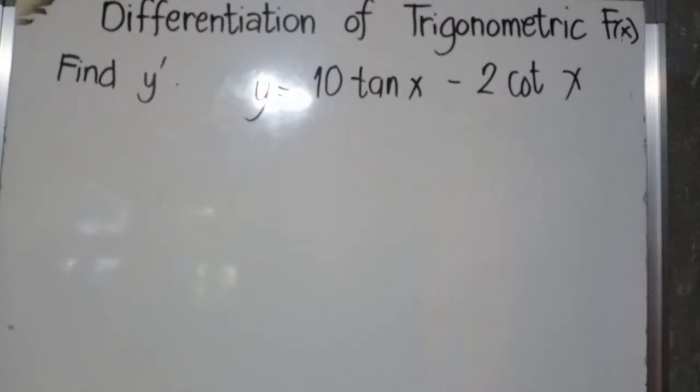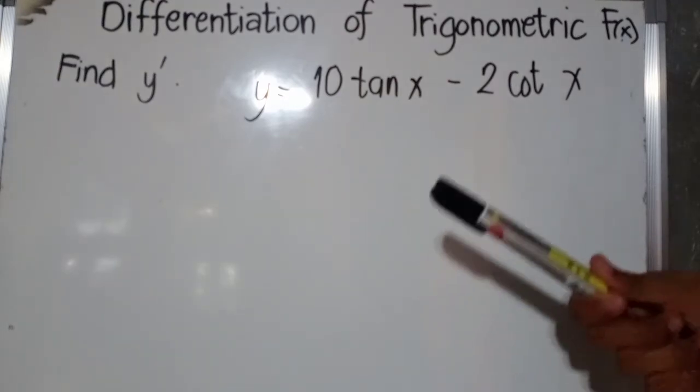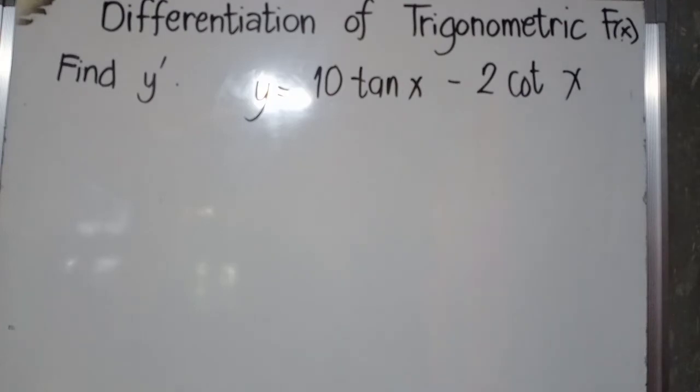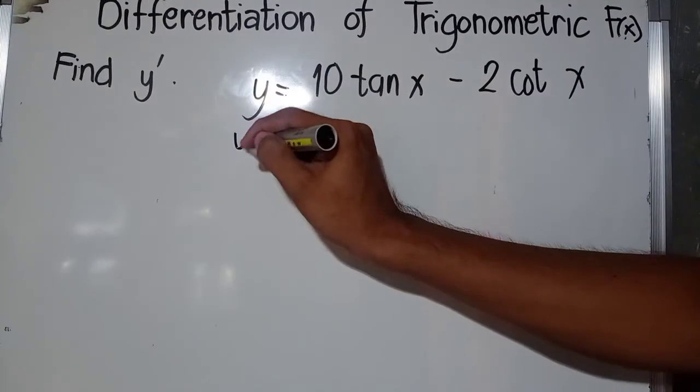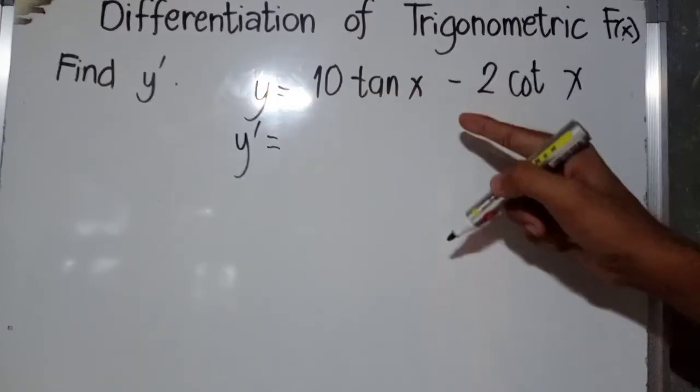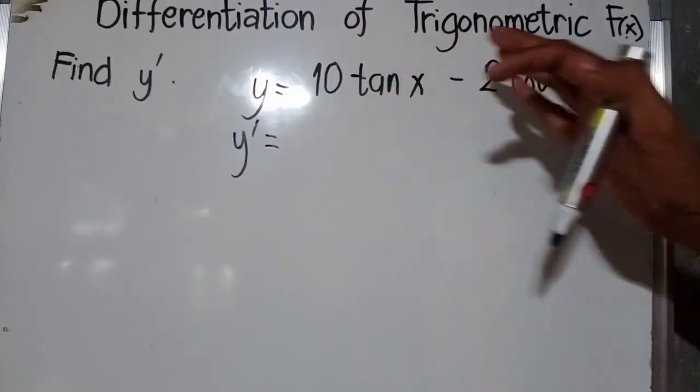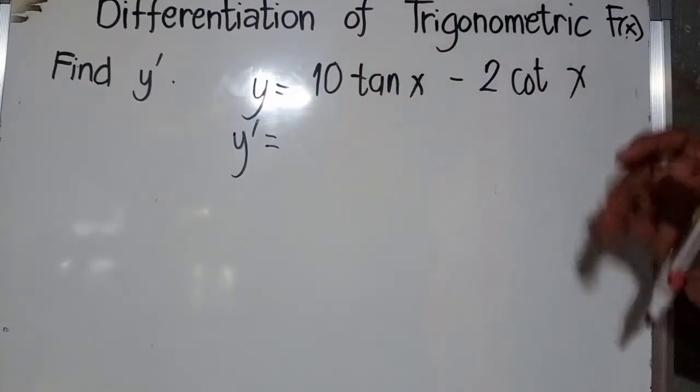So, next example tayo is again finding the derivatives of a trigonometric function. Let's say we have y is equal to 10 tangent x minus 2 cotangent x. So, again, this is a binomial kasi separated siya ng subtraction. So, kunin nyo lang ulit yung derivatives ng bawat isa.